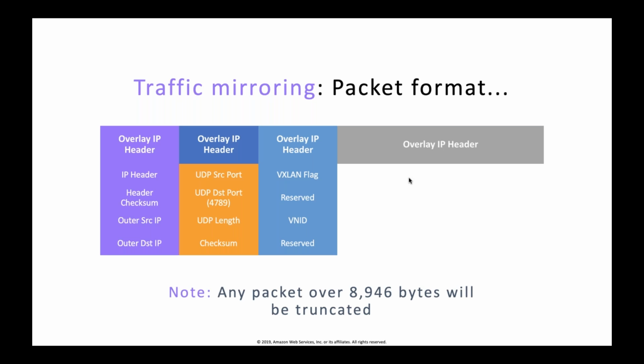And a last thing is that since we are encapsulating the packet with VXLAN, to accommodate that header we would truncate a packet anything over 8,946 bytes. So to meet the MTU budget, either you set your MTU at your source around this number, or you should expect a packet that will be truncated at this byte.